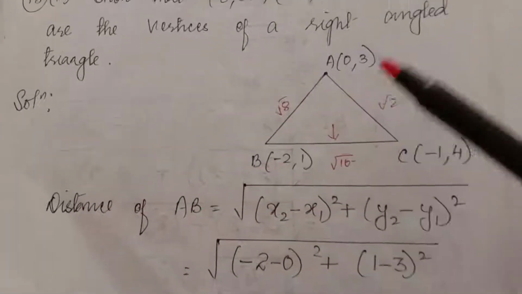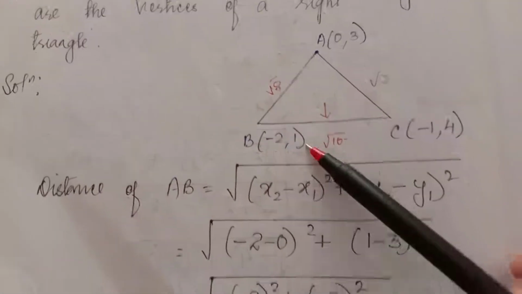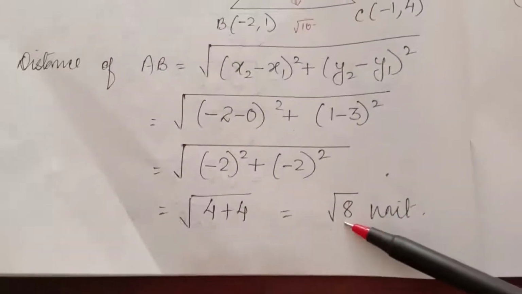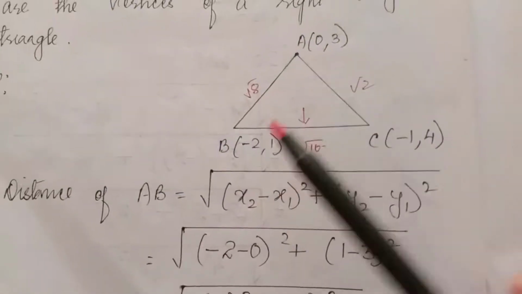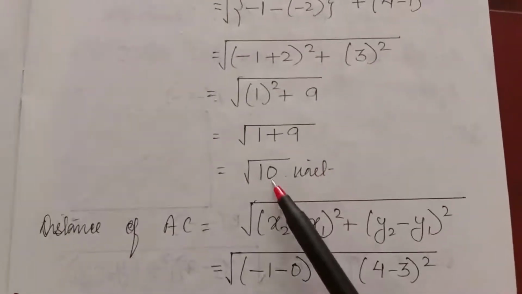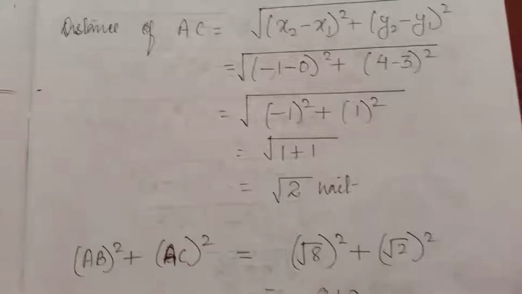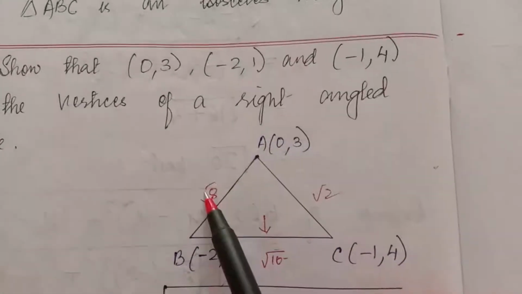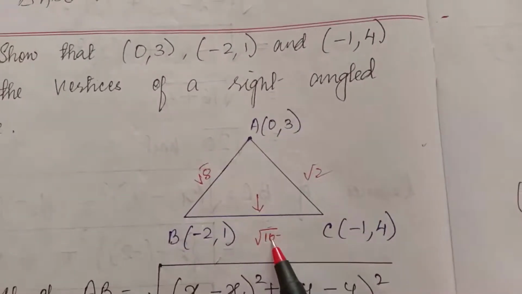So distance of AB, this is x1, y1, this is x2, y2. Here you will get root 8 unit. Now we will find BC. BC you will get root 10 unit. Now AC is root 2 unit. So here this is root 8, this is root 2 and this is root 10.